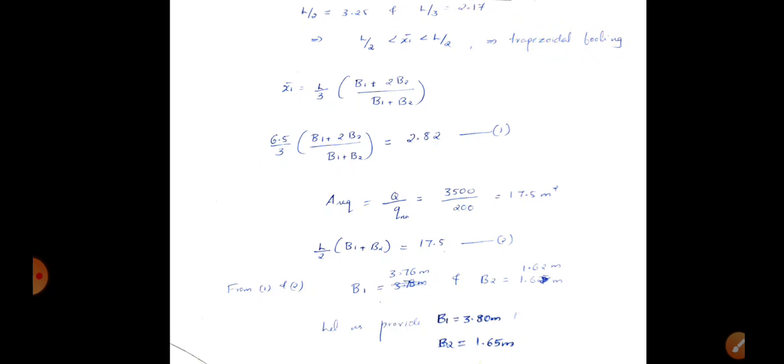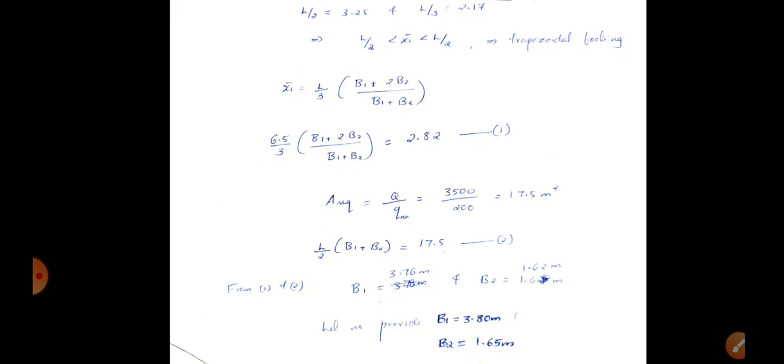And the next step, we have to calculate B1 and B2. By calculating B1 and B2, our design part is over. For calculating B1 and B2, as I have told, you have to equate the values of area and the values of centroid with the original equation. That is x1 bar is equal to L by 3 into (B1 plus 2B2) by (B1 plus B2). Substitute these values, x1 bar is 2.82 and L minimum is 6.5, so L by 3. That is equation 1.